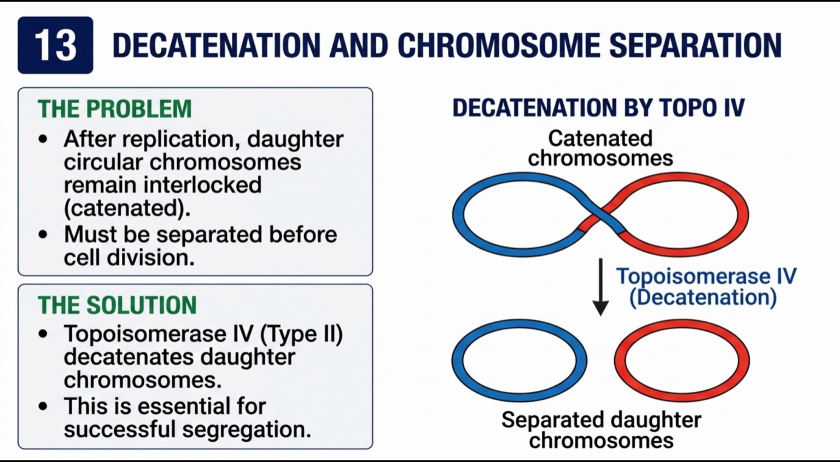Topoisomerase IV is a type II topoisomerase. It introduces transient double-strand breaks and passes one DNA duplex through another. This process is called decatenation. Decatenation is essential before bacterial cytokinesis.